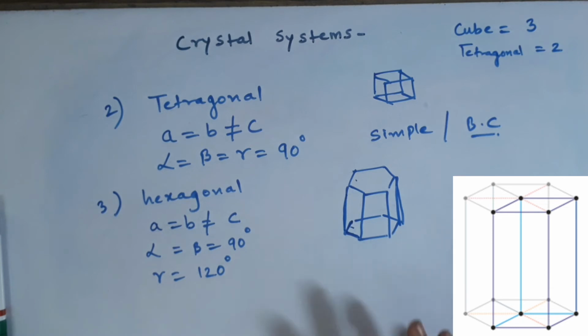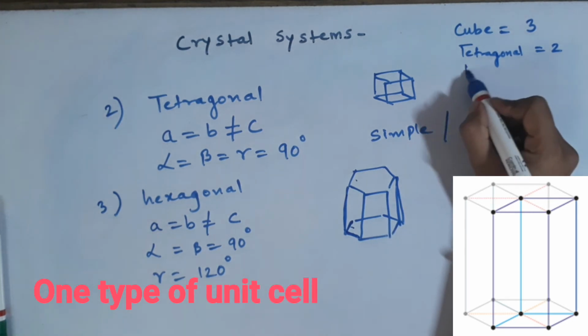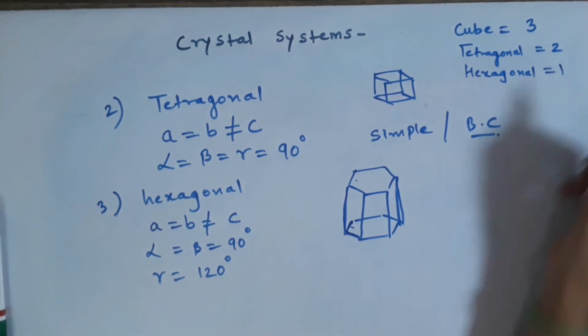There is only one type of unit cell in hexagonal crystal system, and that is the simple hexagonal unit cell, where the constituents are only present at corners.